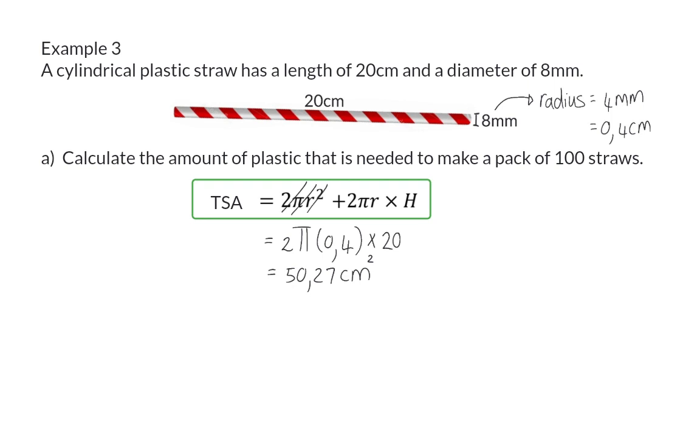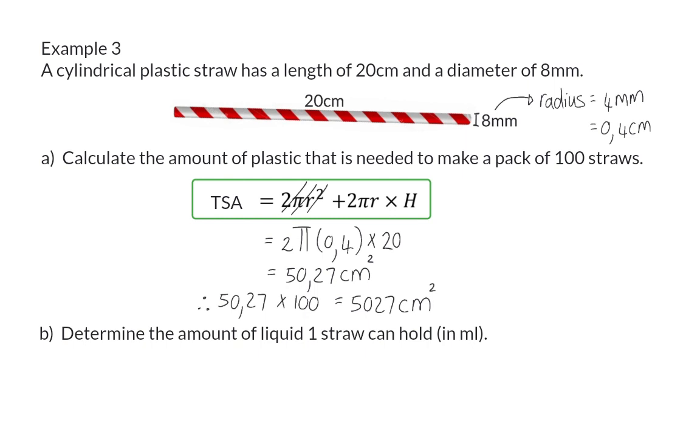But the question is the amount of plastic needed to make 100 straws. So we need to take this 50,27 and multiply that by 100. That means you will need 5,027 centimeters squared of plastic.